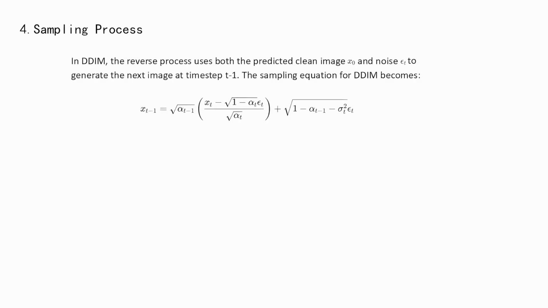In DDPM, each step of the reverse process is conditioned on the previous step's noisy image. However, DDIM modifies this process to be implicit by adding a deterministic path to the reverse process. In DDIM, the reverse process uses both the predicted clean image x0 and epsilon noise to generate the next image at time step t-1. The sampling equation for DDIM becomes as follows.